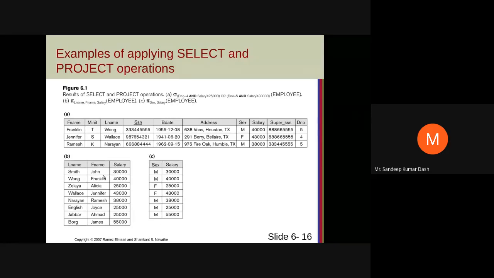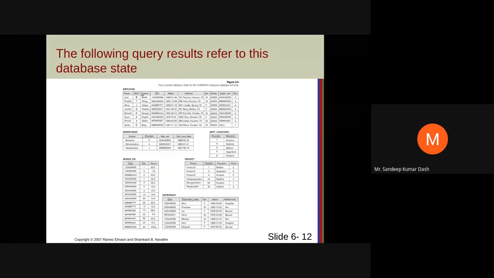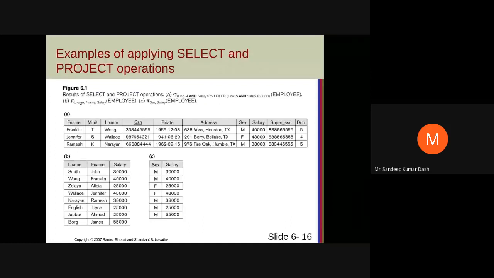Fine. Then one example of pi, the project operation: pi L name, F name, salary. This is the result. Out of the entire employee table that you saw previously, you are selecting only last name, first name, and salary. In that sequence only the result will come: last name, first name, salary.